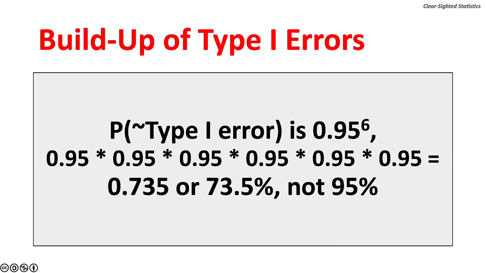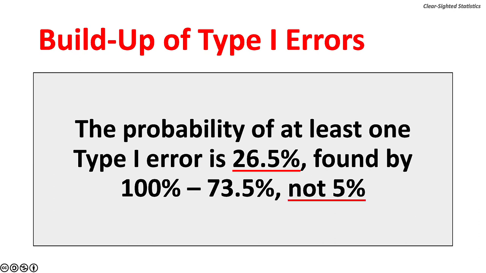T-test and the buildup of type 1 errors. When using a 5% significance level, the probability of running 6 tests with no type 1 error is 0.95 to the 6th power, or 0.95 times 0.95 times 0.95 times 0.95 times 0.95 times 0.95, which equals 0.735, or 73.5%, not 95%. The probability of at least one type 1 error is 26.5%, found by 100% minus 73.5%, not 5%.